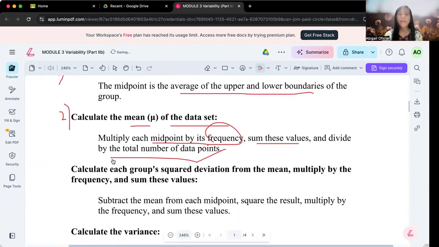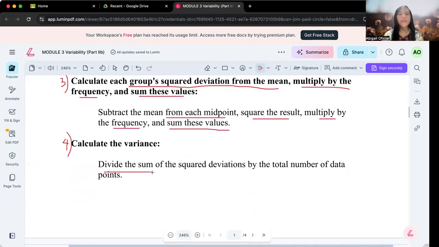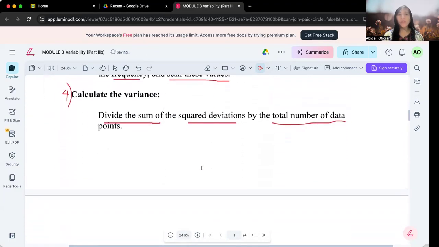Then the third step, we need to calculate each group's square deviation from the mean, then multiply by the frequency and sum those values. To do that, we will subtract the mean from each midpoint, square the result, then multiply by the frequency and sum those values. Then step 4 is to calculate the variance. That is to divide the sum of the square deviations by the total number of data points. So we have 4 steps all in all to compute the variance.